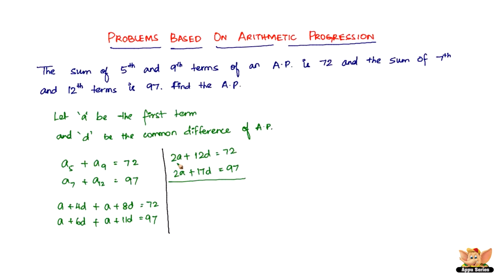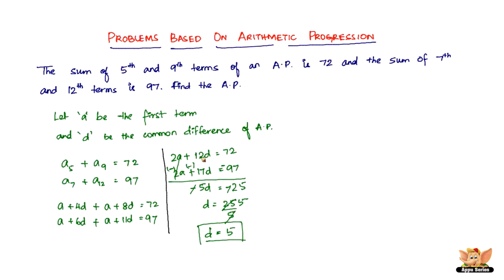Now we've already got 2A the same, right? So you just have to subtract these two and you'll find A and D. So just subtract, this gets cancelled. Subtract this, you get minus 5D. And subtract this, you get 72 minus 97, which is minus 25. So minus minus gets cancelled. So you have D equals 25 divided by 5, which is 5 goes 5 times in 25. So we found D to be equal to 5.